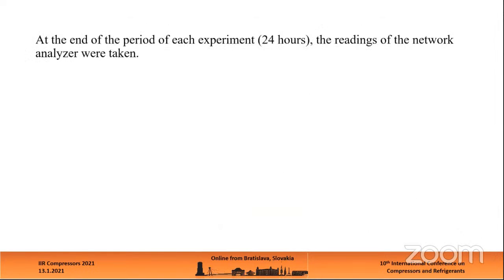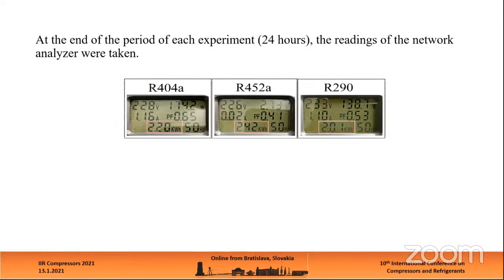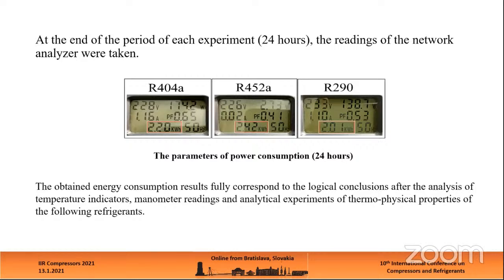At the end of the period of each experiment, 24 hours, the readings of the network analyzer were taken. You can see them on 3 different pictures. These are the parameters of power consumption during 24 hours. The obtained energy consumption results fully correspond to the logical conclusions after the analysis of temperature indicators, manometer readings, and analytical experiments of thermophysical properties of the following refrigerants.